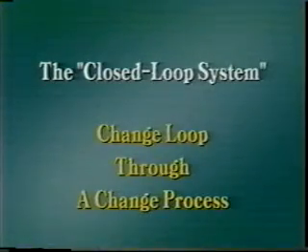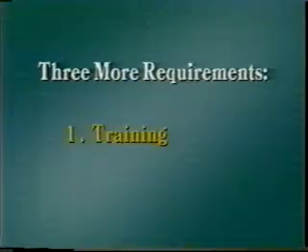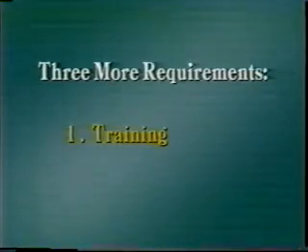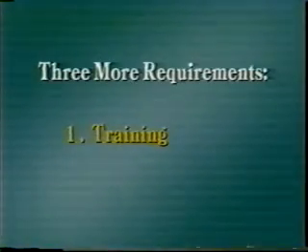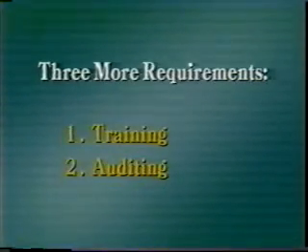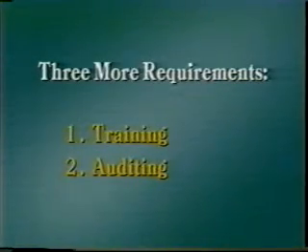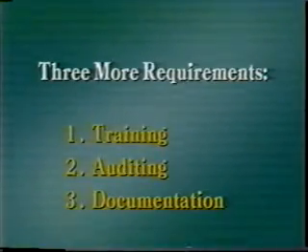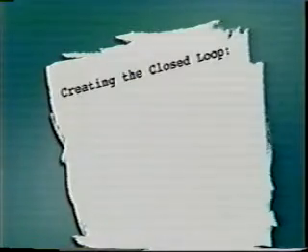Once the loop is created and a company's system exists, then the FDA has only 3 more requirements. 1, training, so employees know what the requirements of the system are for the system that has been established. 2, auditing, to assure the system is working the way it is supposed to work. And 3, documented change if the system is not. In summary, this is the closed loop that the FDA intends to create.